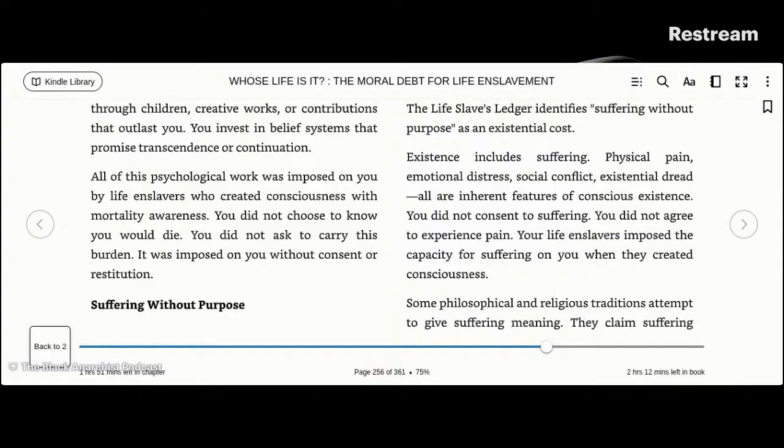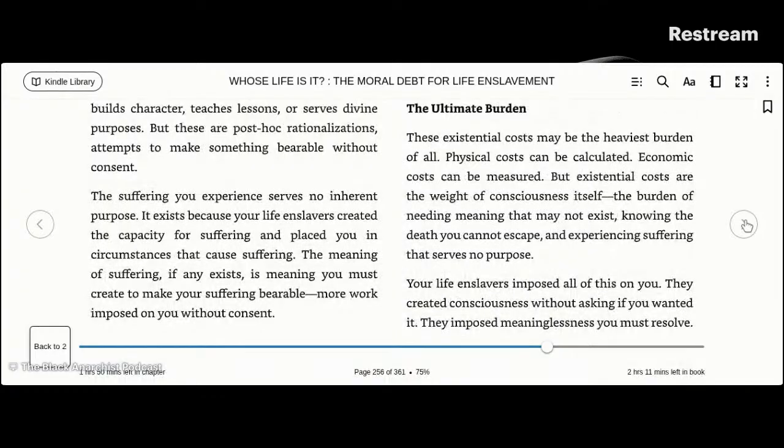Some philosophical and religious traditions attempt to give suffering meaning. They claim suffering builds character, teaches lessons, or serves divine purpose. But these are post hoc rationalizations, attempts to make something bearable without consent. The suffering you experience serves no inherent purpose. It exists because your life enslavers created the capacity for suffering and placed you in circumstances that cause suffering. The meaning of suffering, if any exists, is meaning you must create to make your suffering bearable.